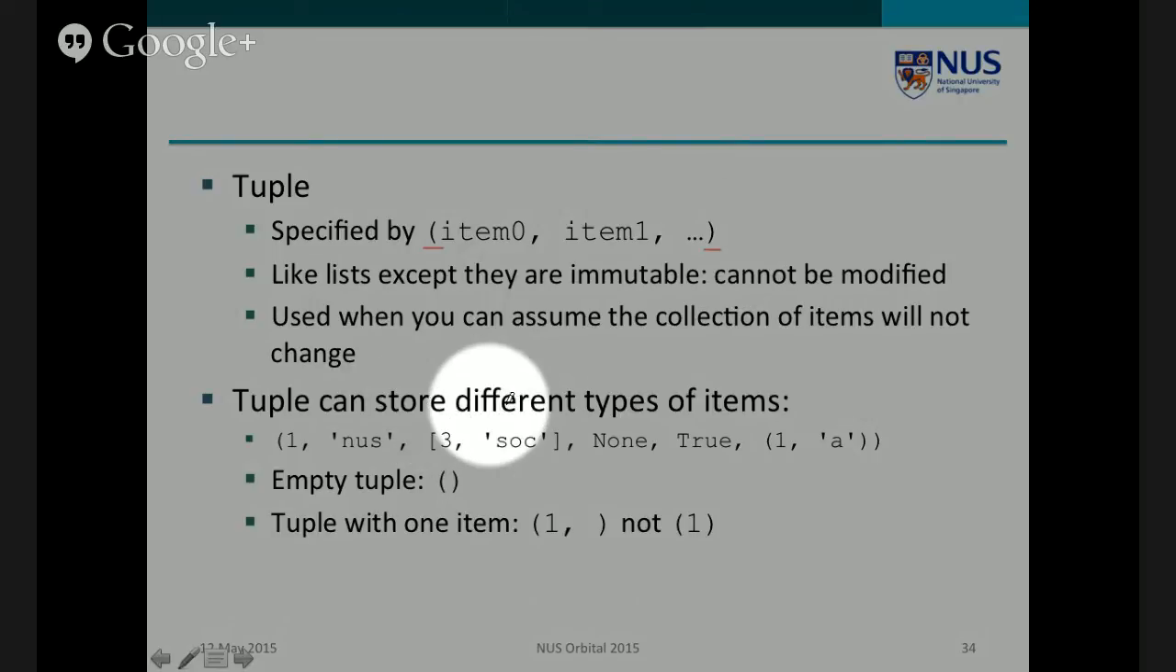So tuples can store different items as well. They can store lists. They can store other tuples. And there's an empty tuple, of course, as well as an empty list, so double parentheses and double square brackets. The only thing that's tricky about tuples is if you have a tuple of one item, you need to have it look like that. So you don't have to worry about these exceptions. They're not very important.